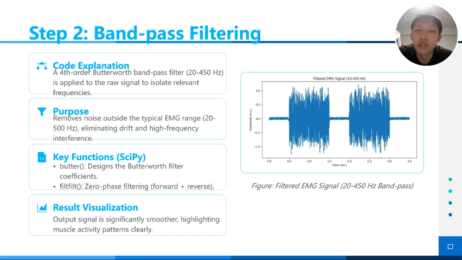Step 2 involves a bandpass filter. We apply a fourth-order Butterworth filter with a passband of 20 to 450 Hz. This filter removes low-frequency drift and high-frequency noise, leaving us with a clear signal that better represents the actual muscle activity, as shown in the plot.